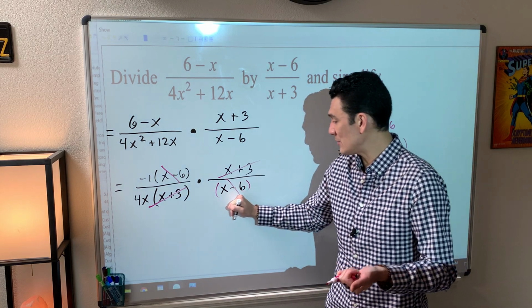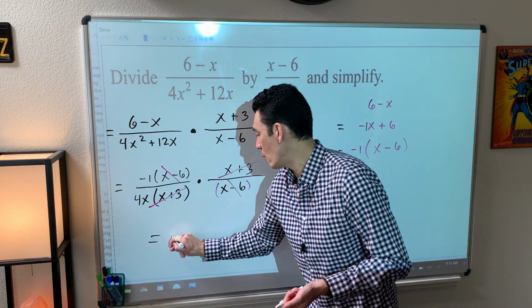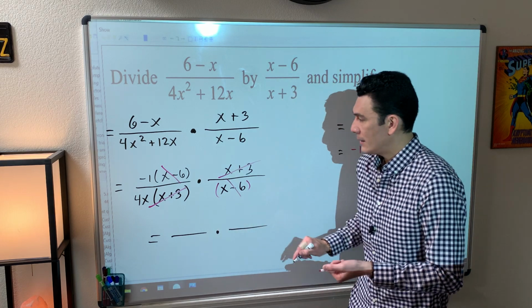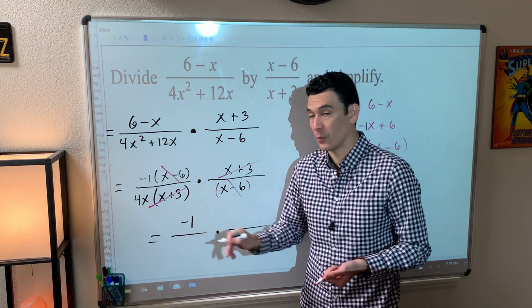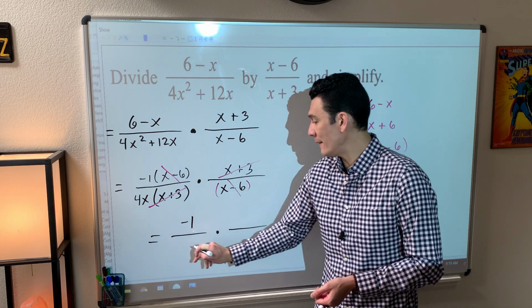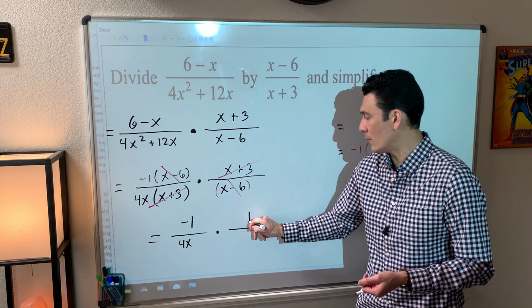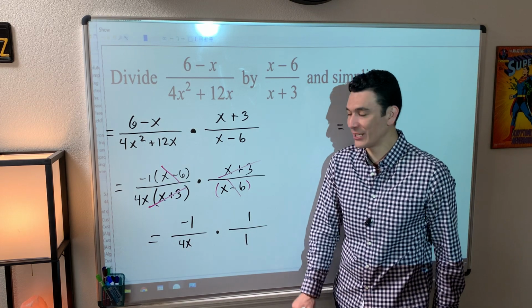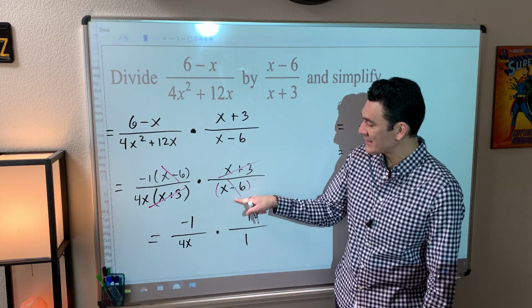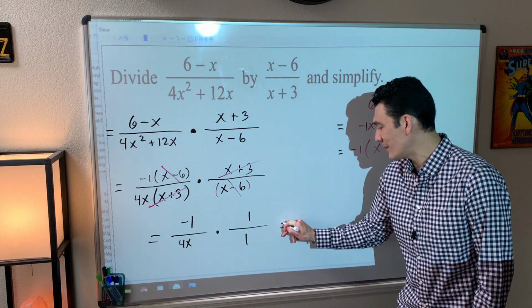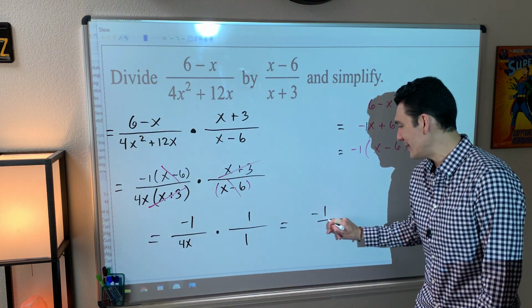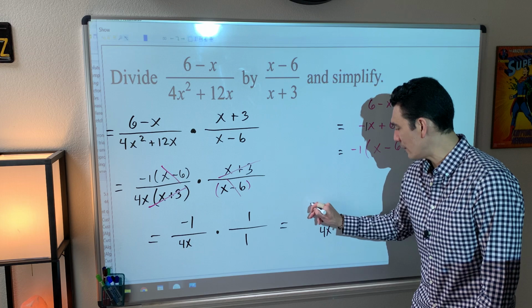And guys, we're finished. Because we can write down what's left here. In the top left, it's just negative 1. In the bottom left, it's just 4x. And in the top right, it's just 1. And there's nothing here actually. That's just one. Both of these guys got knocked out. So if you clean that up, it's just going to be -1 over 4x.